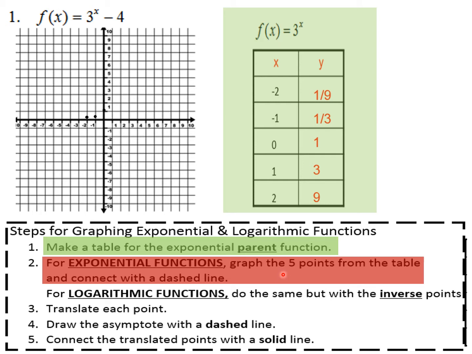And here we go. -2, 1/9, very close to the origin. -1, 1/3. Not as close. Going up a little bit. 0, 1, 1, 3, 2, 9.